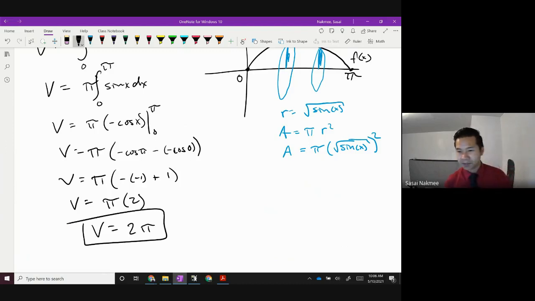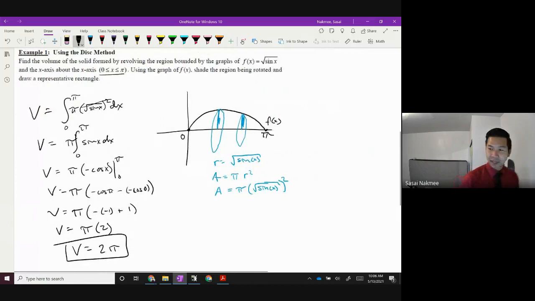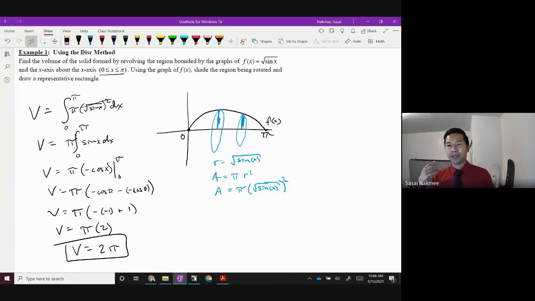And there you go. That's it. That's the disk method in a nutshell: calculating what the radius is, and then realizing that that's just the radius of your circle. Then to calculate the area of that circle, you take it, square it, multiply it by pi, and then do the integral of it.